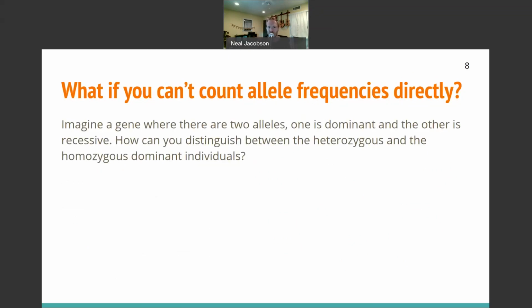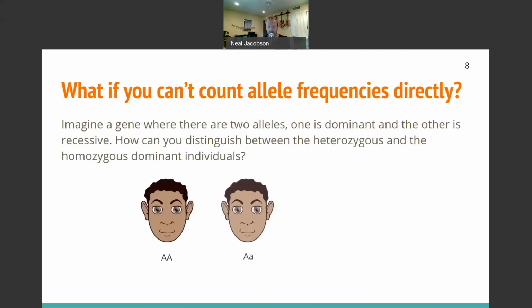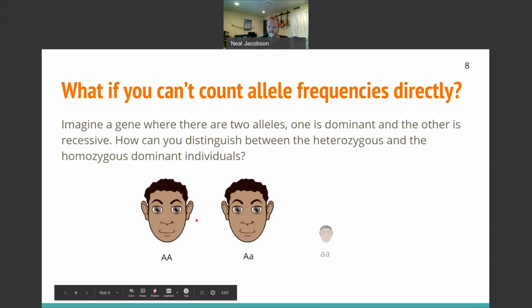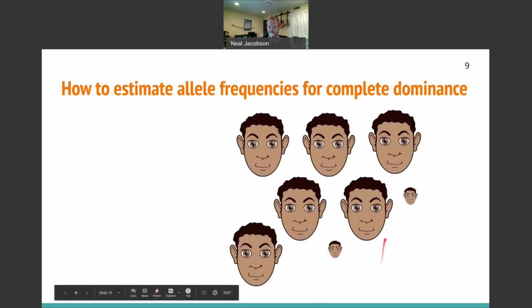So how could you estimate the allele frequencies if your heterozygotes are expressing the same phenotype as the homozygous dominant people? Let's take a look at that. What does that even look like? In our situation, people that are heterozygous would have a big head, just like the homozygous dominant people, and the only people whose genotype we really know are the small-headed people.